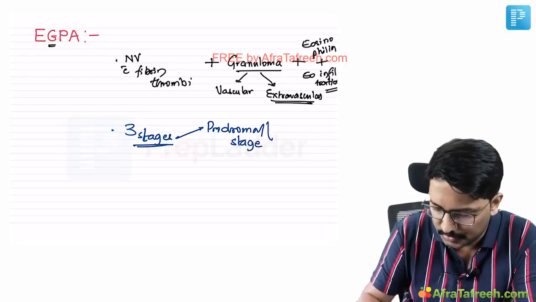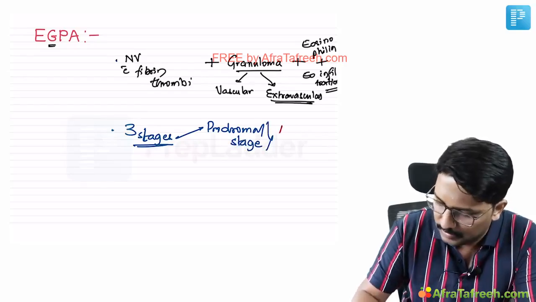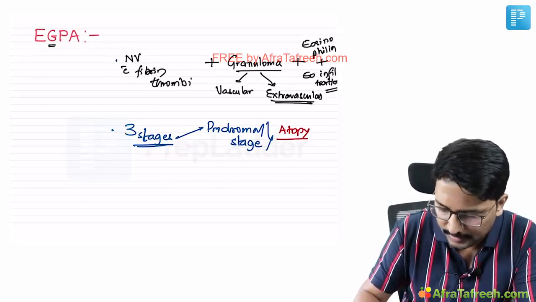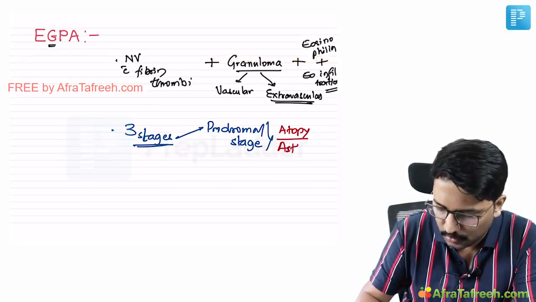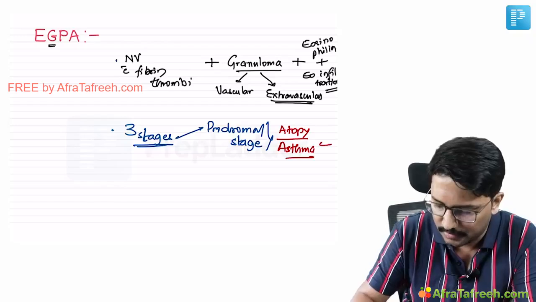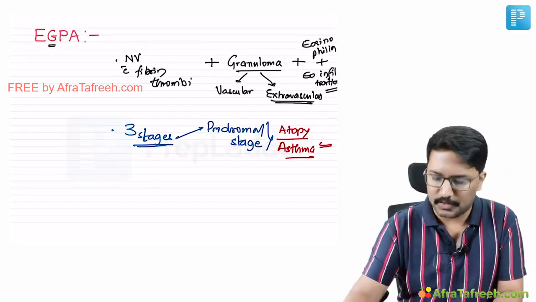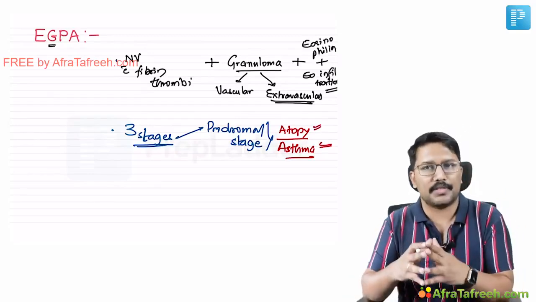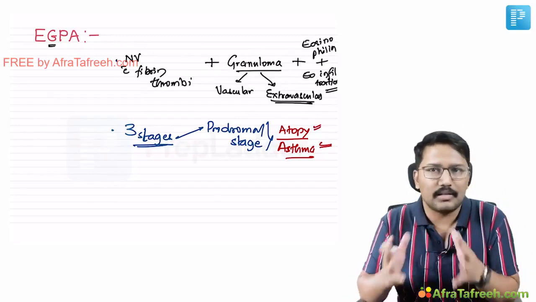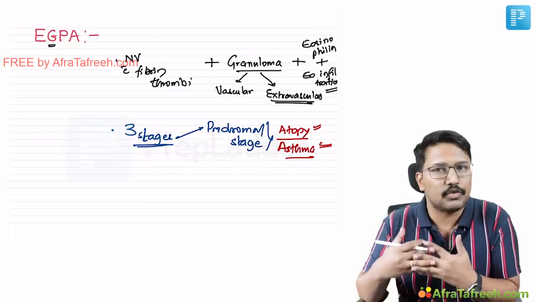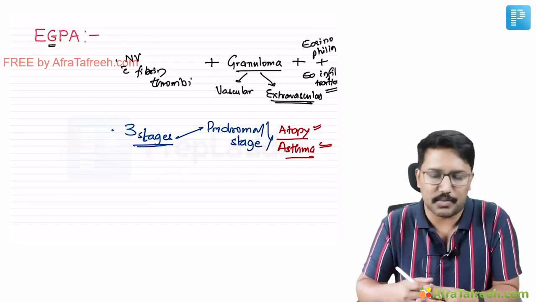So that is the first stage, where patients usually present with atopy, allergy, and asthma. There is a strong correlation between asthma and EGPA. We have to remember that. So when we talk about eosinophils, asthma comes into the picture. In the first phase, patients only have manifestations of atopy, allergy, and asthma. At this point of time, most of these patients are not diagnosed as having EGPA.